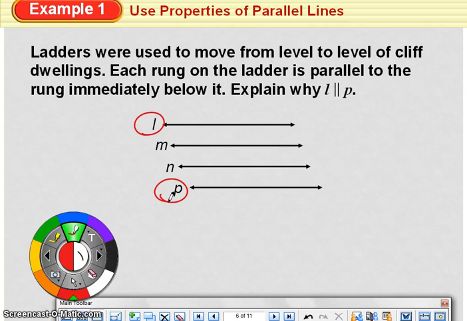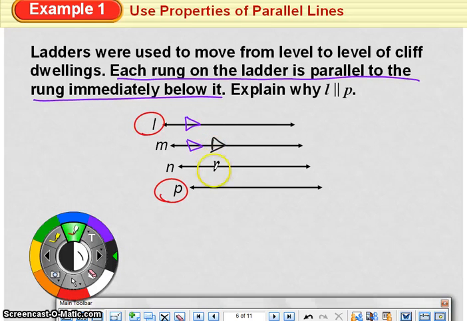Okay? We'll use the information you were told at the very beginning of this. Ladders were used to move from level to level. Each rung of the ladder is parallel to the rung immediately below it. So that means that L is parallel to M. And then, I'm going to color code these, M is parallel to N. And then also, N is parallel to P. Does it make sense that L would have to then be parallel to P?